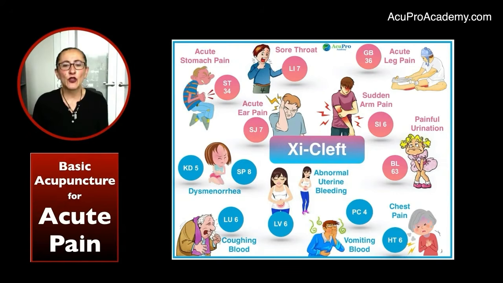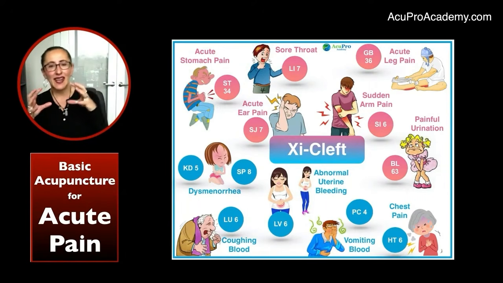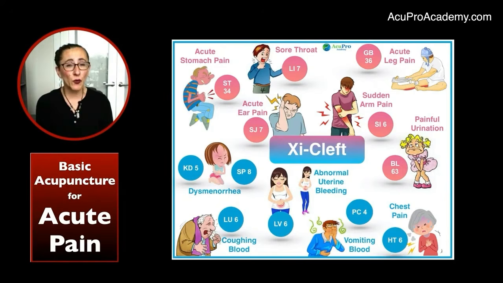Another one that I like to use a lot also is heart 6 with PC6, two 6s. Heart 6 and PC6 together, great for chest pain. So PC6 because it's the commander point of the chest, and heart 6 because it is the xi-cleft point of the heart. So xi-cleft points, as you can see, are so fantastic when it comes to having pain that needs to be addressed. And again, do the local area and do the xi-cleft point with the distal area. That is going to be a very easy, fast treatment, and it works really, really well.